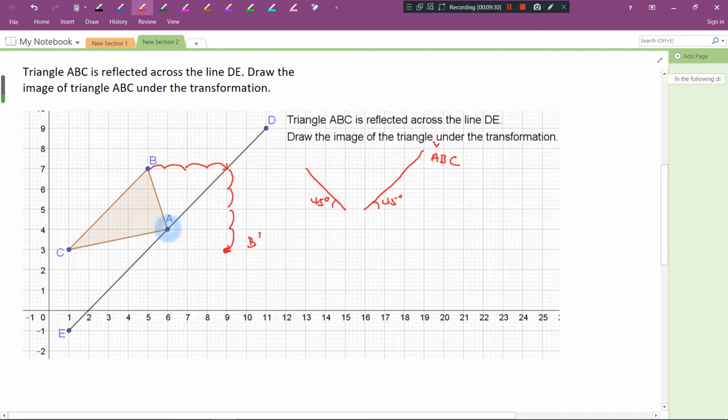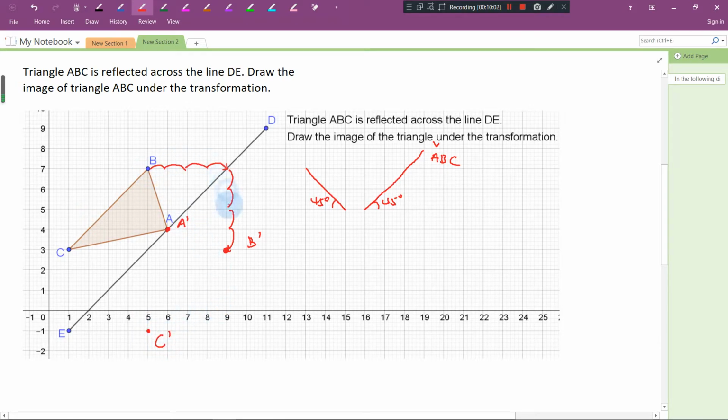So the point A is on the axis of reflection. So when you reflect it across this line, the A prime will still be in the same place. It will not change position. Okay, so how about C? 1, 2, 3, 4, stop. Then turn direction. 1, 2, 3, 4. Okay, so this is C prime.